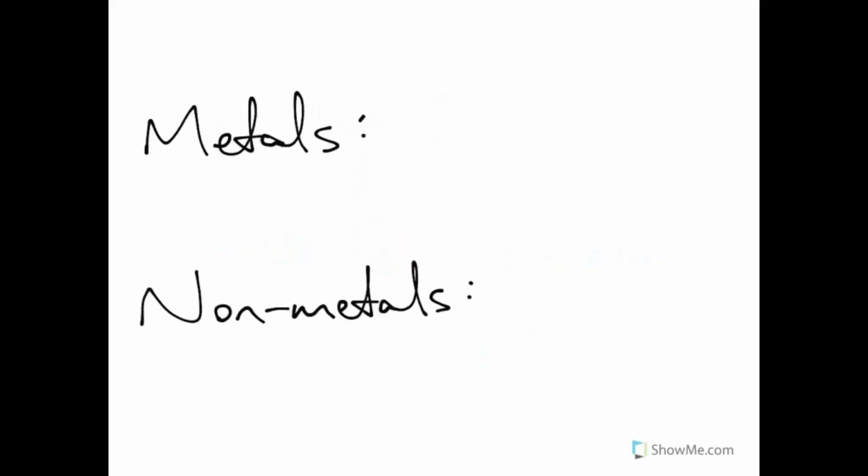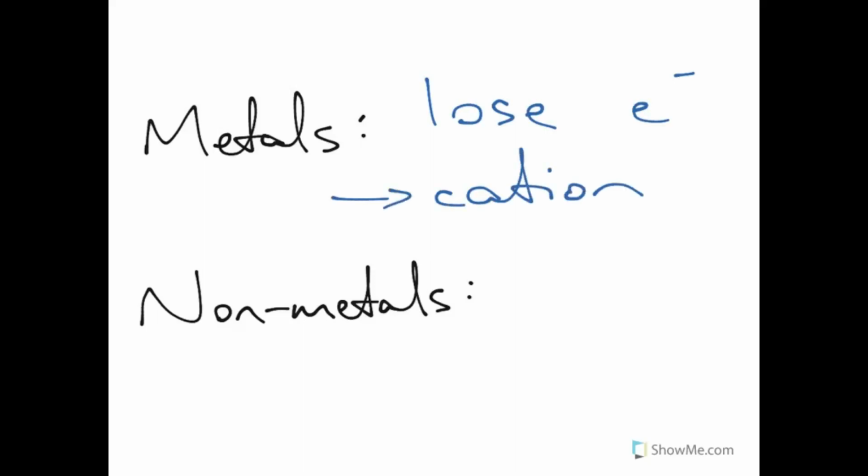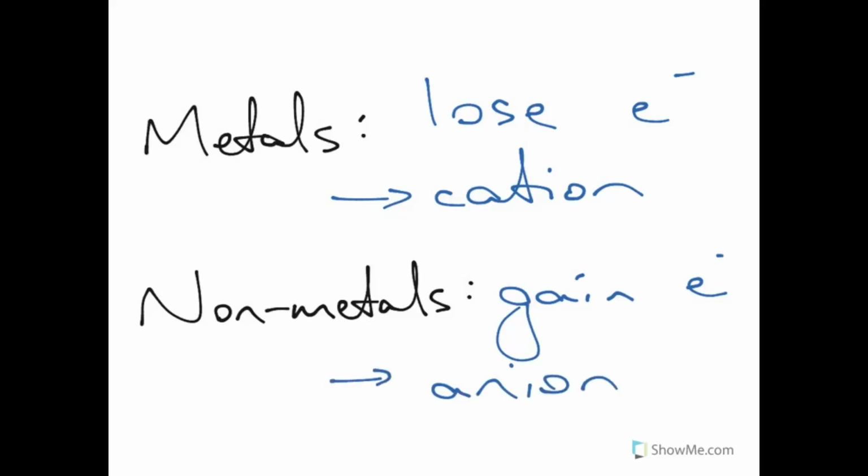Metals lose electrons. This forms a cation. And then nonmetals, of course, gain electrons, forming an anion. Anion with the negative charge because they've gained electrons, which bring their negative charge, and cations have a positive charge as they have lost electrons, so in effect losing negative charge.